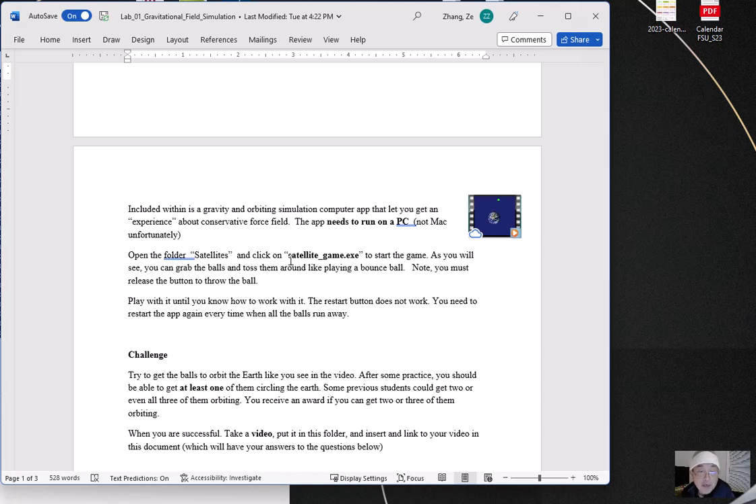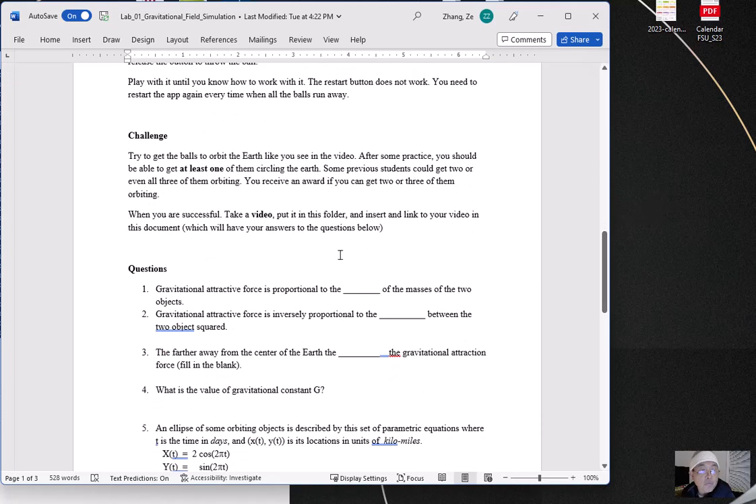Once you get used to it, just like you grab things and pick up a stone, and when you throw and let it go, it will go. Okay, so now the challenge here is to try to get at least one of the balls circling the Earth. Previously students could get two or more, even three of them orbiting, and you can receive extra credit for that. But at least you should do one.